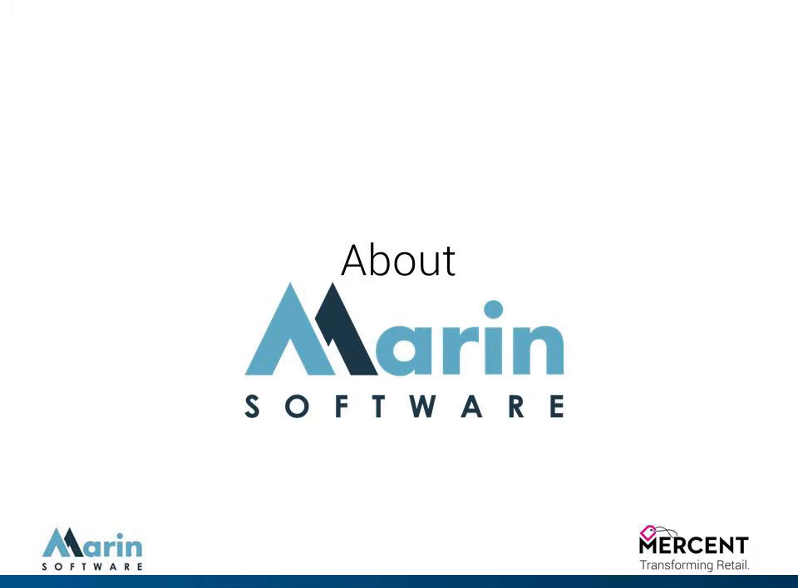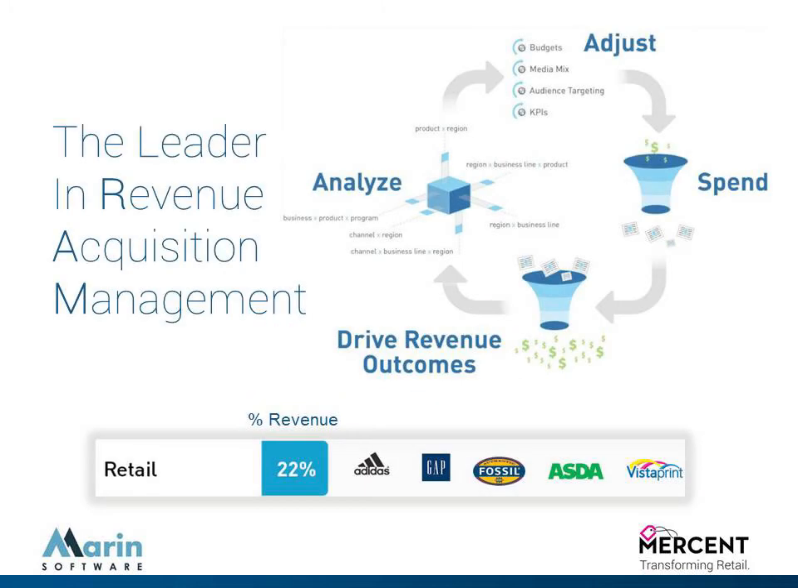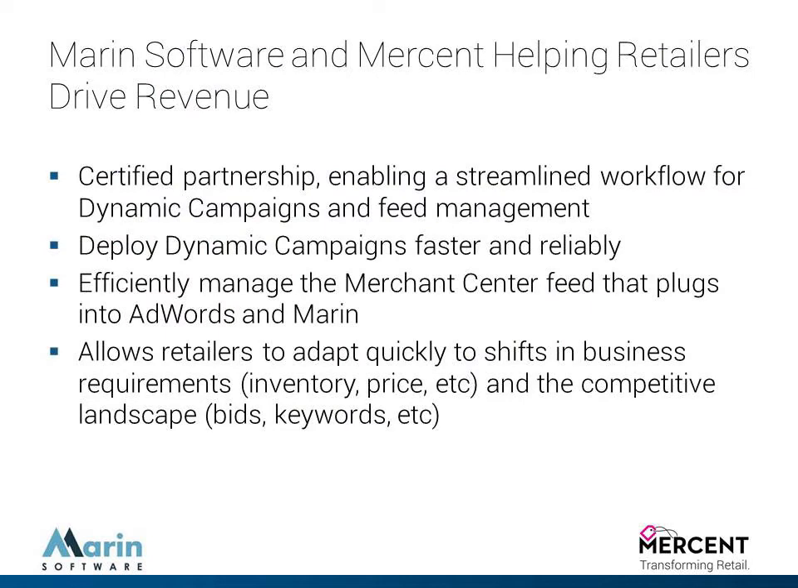Thanks, Anthony. Hi, everyone. So just to give a little bit of background on Marin Software, Marin is the leader in revenue acquisition management. Hundreds of retail advertisers and agencies use Marin's platform to manage more than $4 billion in annualized ad spend. Specifically, 22% of Marin's revenue is generated by our retailers. Marin helps these brands like Gap, Fossil, and Vistaprint to improve financial performance, save time, and make better decisions through our platform. So how does Marin Software and Mercent help retailers drive revenue?